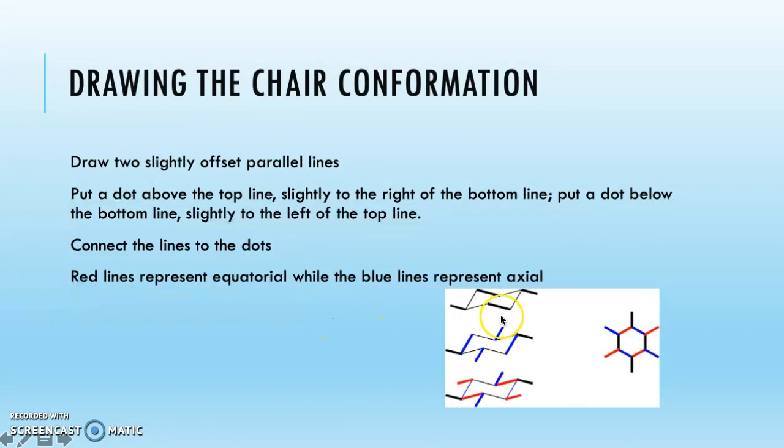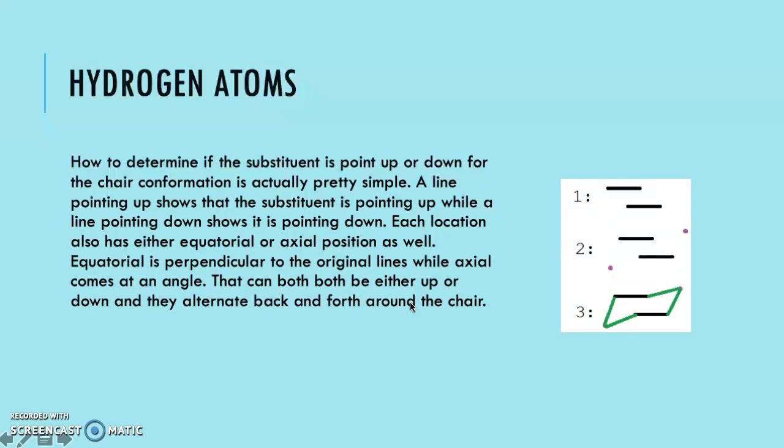This is how you would draw a chair conformation molecule, and this is the cyclohexane. And the red lines represent equatorial, while the blue lines represent axial. For the hydrogen atoms, typically we draw a substituent as a point up or down for the chair conformation, and it's pretty simple.